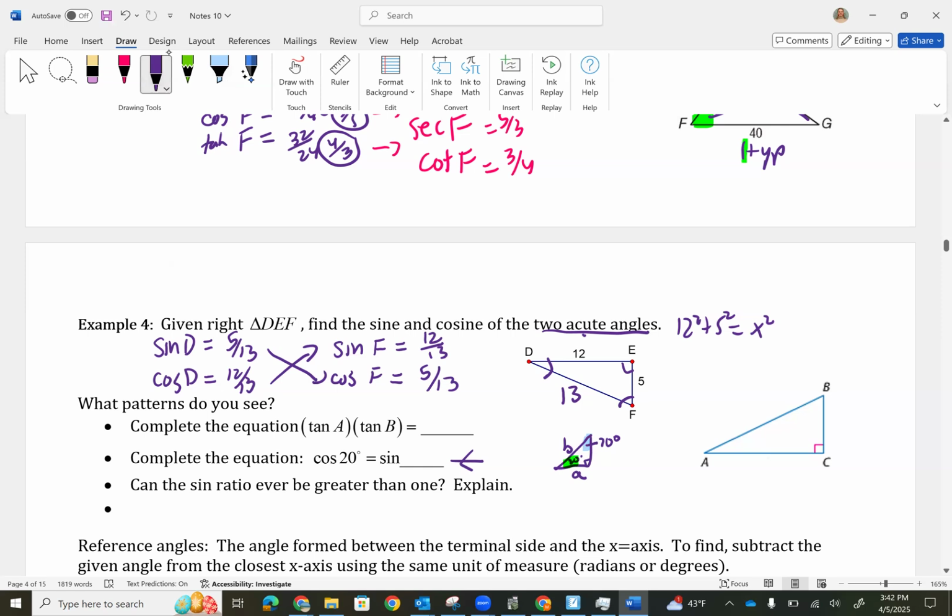You would also have A over B. So the cosine of 20 degrees equals, go across the triangle, the sine of its complement. So in any triangle, this is what is true: the sine of theta equals the cosine of 90 minus theta.